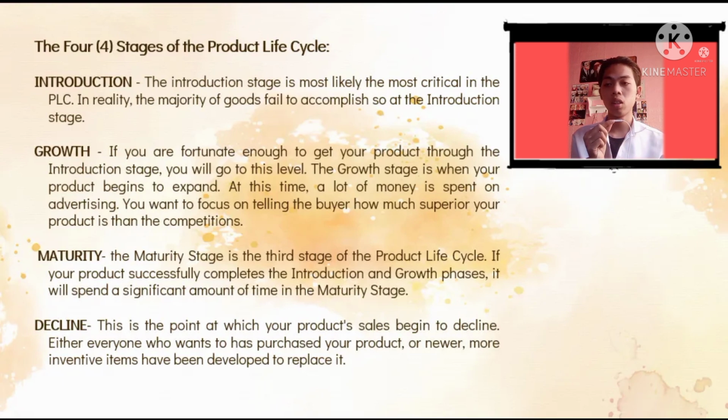And the third one is maturity. What is maturity? The maturity stage is the third stage of the product life cycle. If your product successfully completes the introduction and growth phases, it will spend a significant amount of time in the maturity stage. And the last one is decline. This is the point at which your product sales begin to decline. Either everyone who wants to has purchased your product or newer, more innovative items have been developed to replace it.